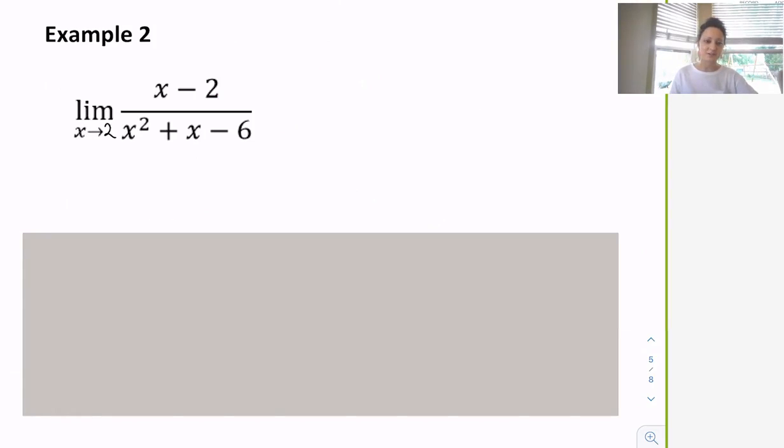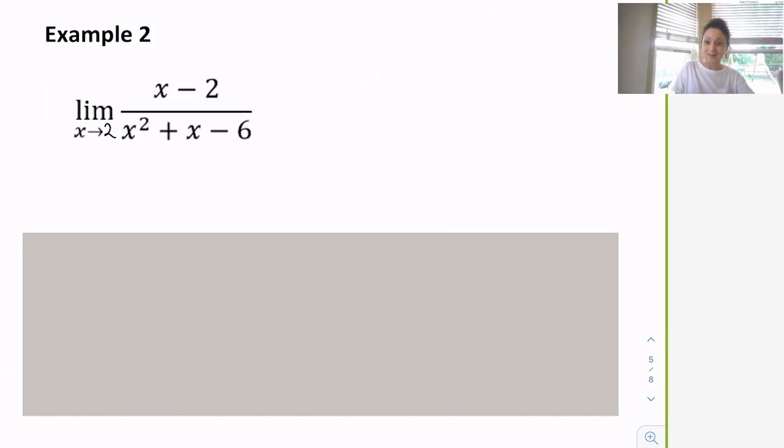The limit as x approaches 2 of x minus 2 all over x squared plus x minus 6. So we always start by plugging this number in anywhere we see an x, right? But in this case, you see we're definitely going to get 0 in the numerator, and then in the denominator, I get 4 plus 2 minus 6, which is also 0. Okay, so in this case, I get 0 over 0, which means what?